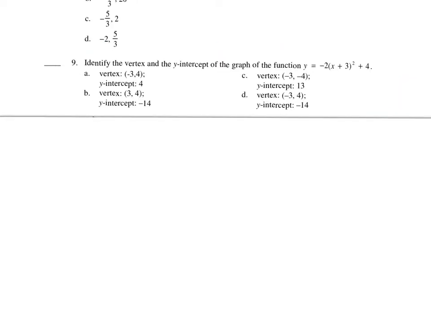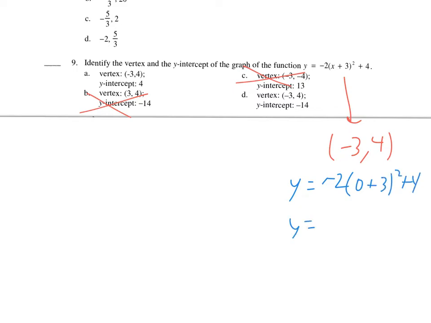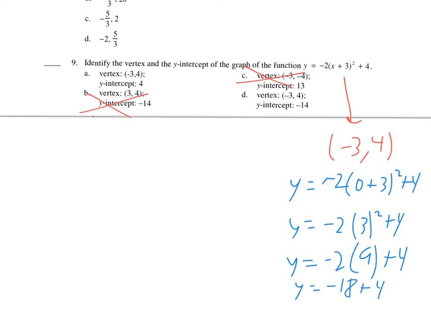All right, next up here, they want us to find the vertex and the y-intercept. This is in vertex form, so it's going to be really easy to find the vertex. So that'll be -3, 4. So I can already tell it can't be C and it can't be B. It's got to be either A or D that have that vertex. The y-intercept, though, is not so easy. We have to actually plug in 0 for x and solve. So I'm going to go ahead and do my PEMDAS here. So I have 3 squared plus 4. All right, and so we get y equals -18 plus 4, and that's -14.